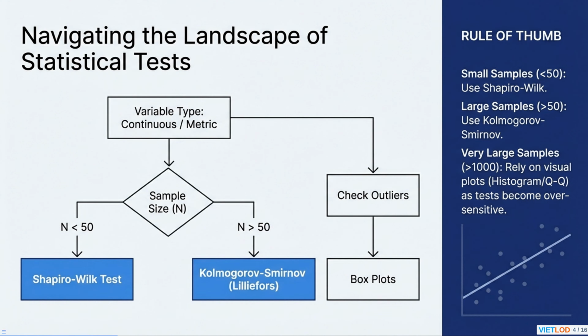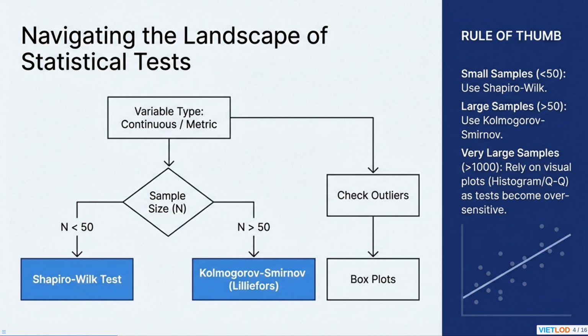When determining normality, the first step is to ensure your variable is continuous or metric, as these tests are not suitable for categorical data. The choice of which formal test to use primarily depends on your sample size. For smaller samples, generally fewer than 50 observations, the Shapiro-Wilk test is recommended due to its higher power in detecting non-normality. For larger samples, with more than 50 observations, the Kolmogorov-Smirnov test, specifically the Lilliefors corrected version, is the appropriate choice. It is also crucial to check for outliers, often done effectively with box plots.